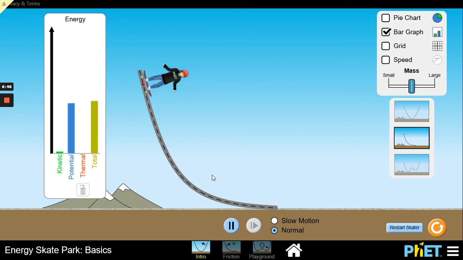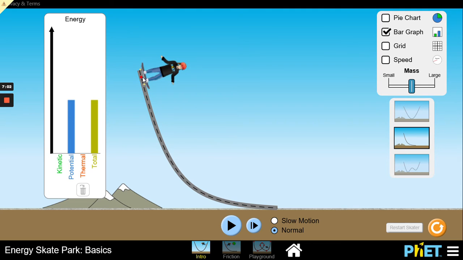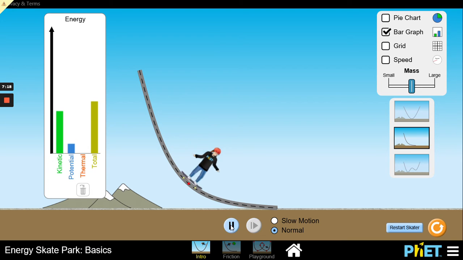Okay, and let's see that again. Right now, he's nearly at the bottom, and his gravitational potential energy is nearly 0, while his kinetic energy is nearly maximum. And again, if I were to put him here, his gravitational potential energy is maximum, and when I release him, you can see how that energy is being converted into kinetic energy. So this is a really good demonstration.